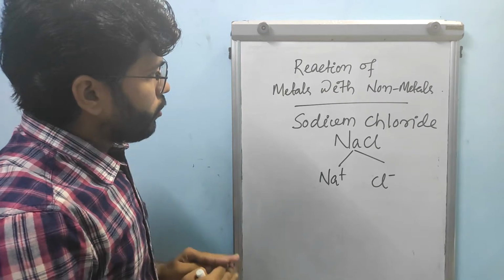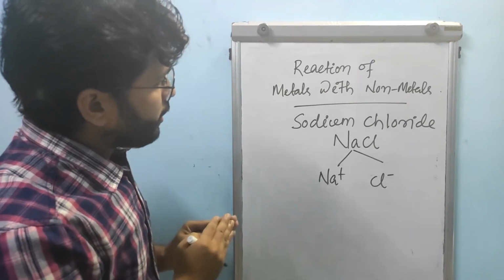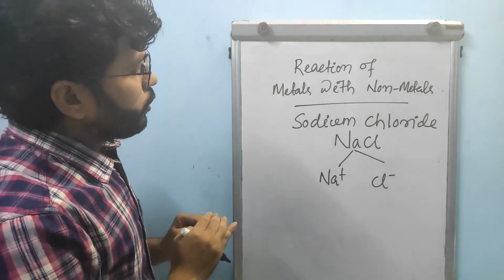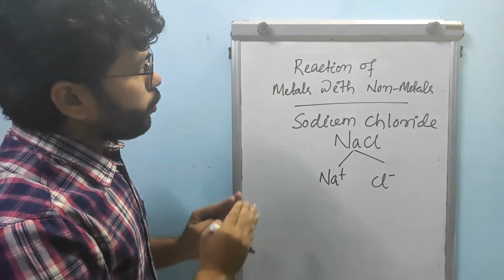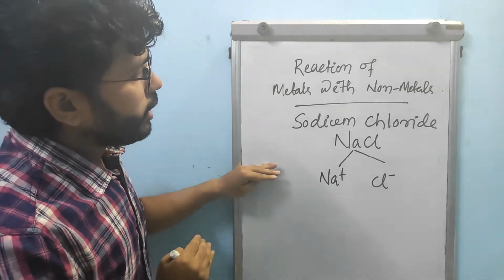So in this module we will discuss how the sodium ion is formed, how the chloride ion is formed, and above all we will be representing it through electron dot structure, and we will be showing the transfer of electrons for the formation of an ionic compound.